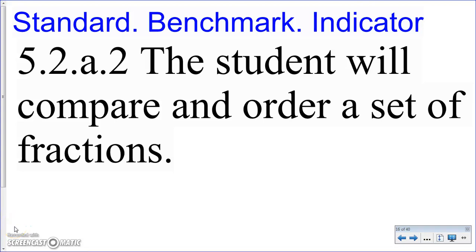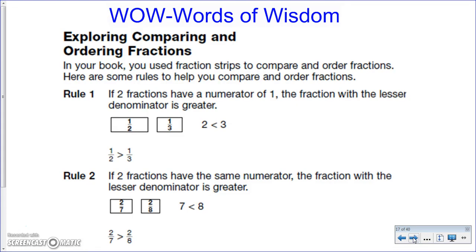Today we will be comparing and ordering fractions. Please copy down the standard benchmark indicator on a clean page in your math notebook. The student will compare and order a set of fractions. Exploring, comparing, and ordering fractions.